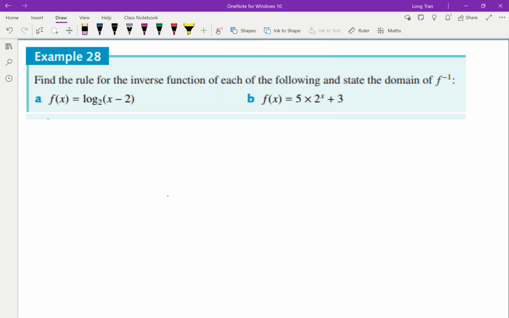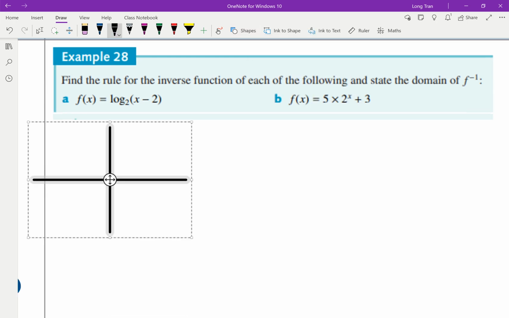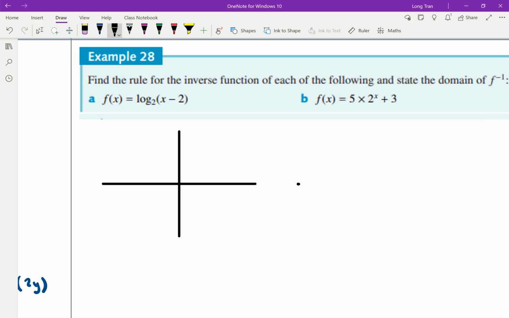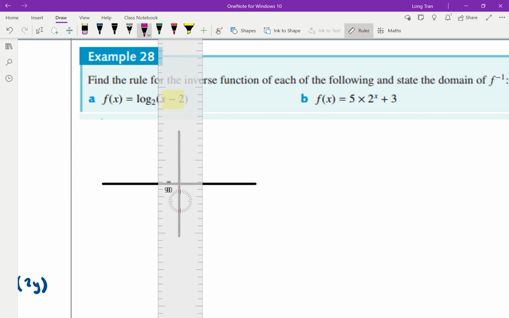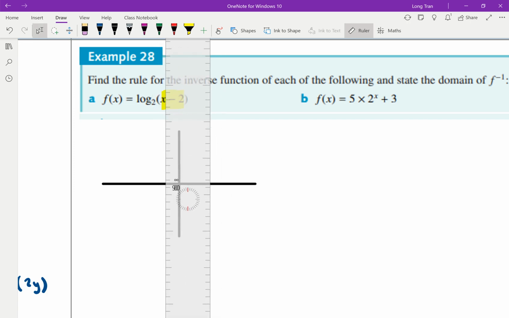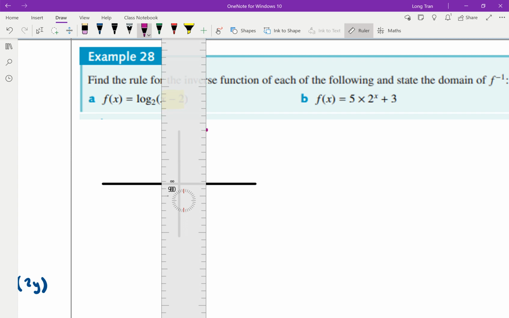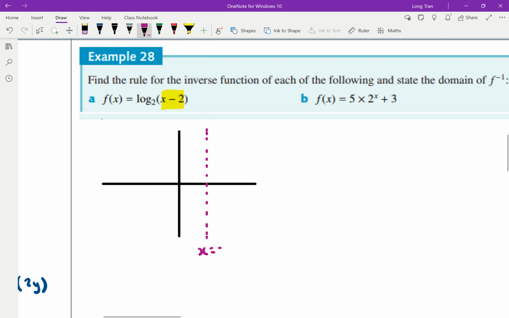So here I would draw very small axes, and I'd say, well, logarithmic, what does this tell me? This tells me I've got a normal log graph, but there is a translation to the right by 2, meaning I'm moving to the right by 2. So that means I have a vertical asymptote. So this time with logarithms, unlike exponentials, you have a vertical asymptote. So there we go. That's my vertical asymptote at x equals 2. So I labeled my asymptote, and I know the shape of my graph will look something like this.